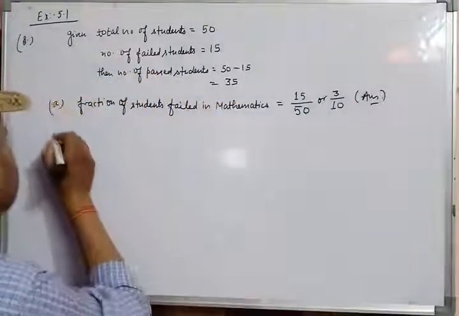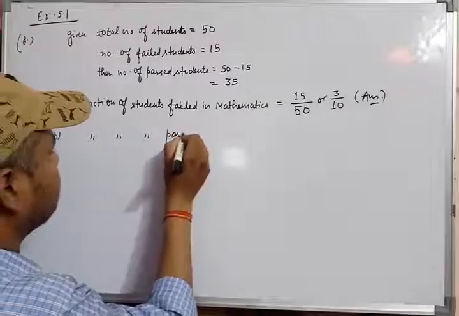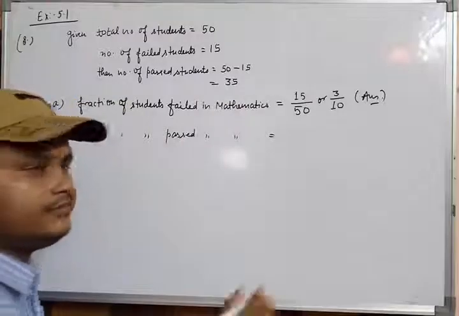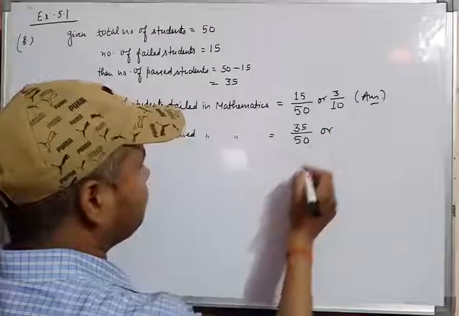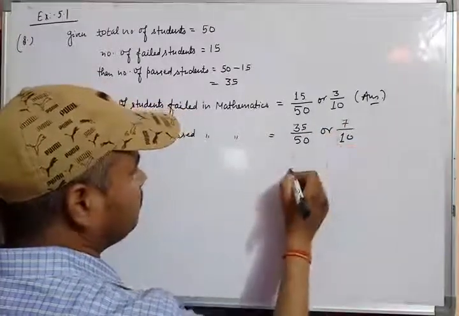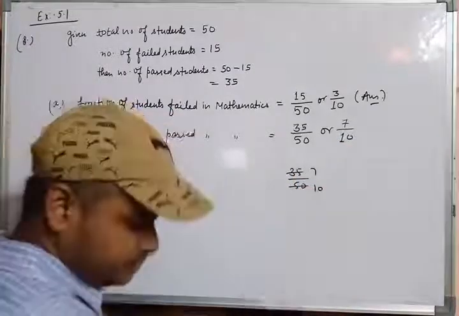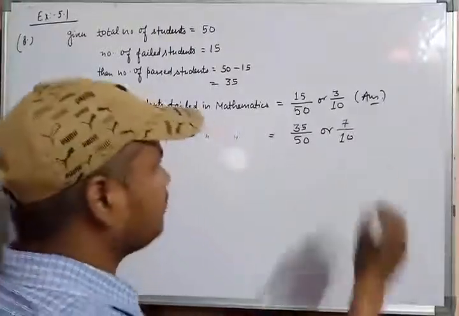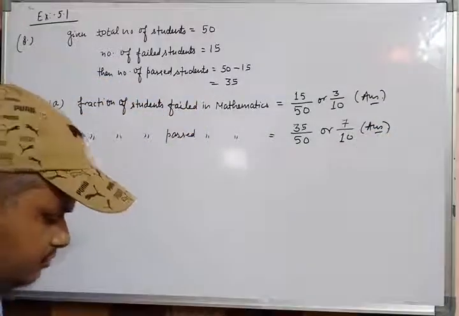Now, the fraction of students who passed in mathematics. The number of passed students is 35 and the total number of students is 50, or you can say 7 upon 10, because 5 sevens are 35 and 5 tens are 50. So both answers are correct. Okay, now we are moving on to the next question.